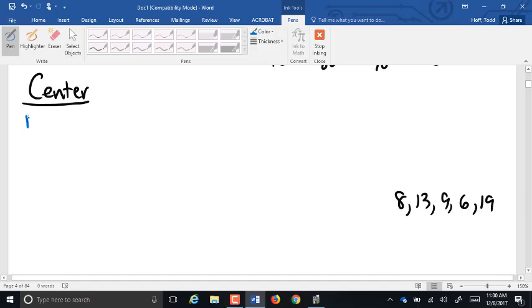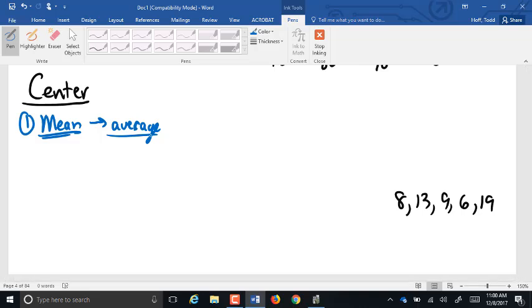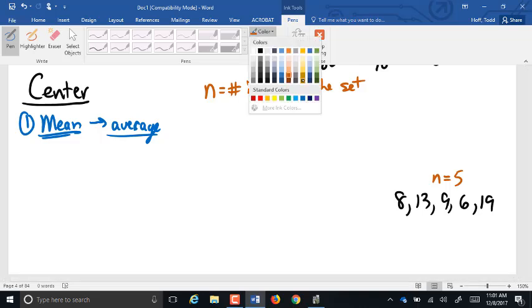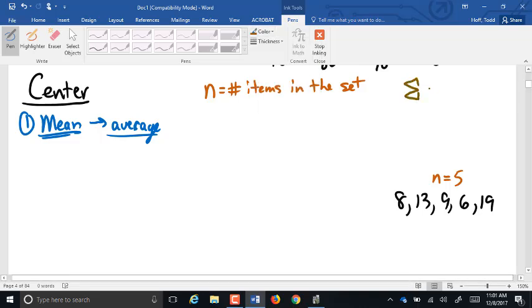One measure of center is the mean. The mean is something that most of us have probably been calculating since about 3rd or 4th grade, called the average. A little notation here. N is the number of items in the set. So for this set here, N equals what? 5, because there's 5 items in the set. This symbol here means sum or total. Add them up, right?